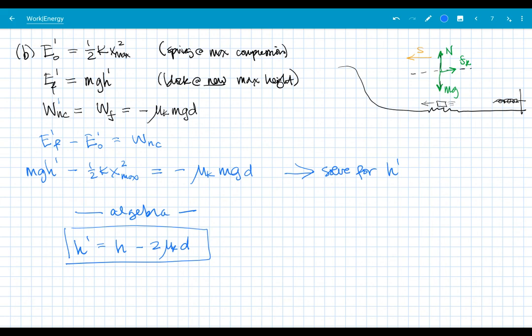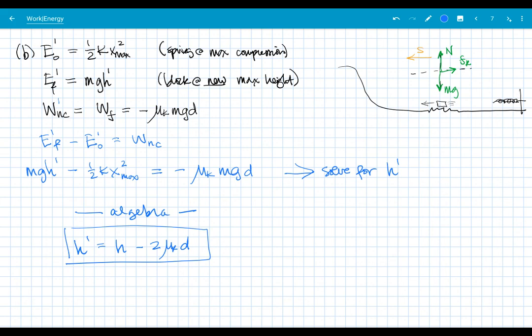So that's true with the coefficient. If you turn that coefficient up and make it stronger and stronger, then the negative term in this final expression is going to increase, and that means your block will not go up as high after it compresses the spring. And that makes sense. So when you're looking at this final expression, it's kind of pleasing to see that it really makes sense.